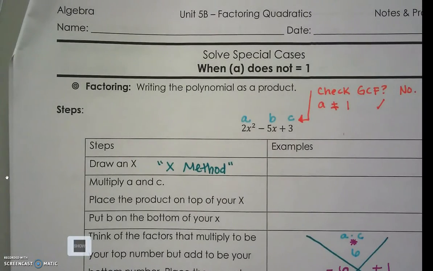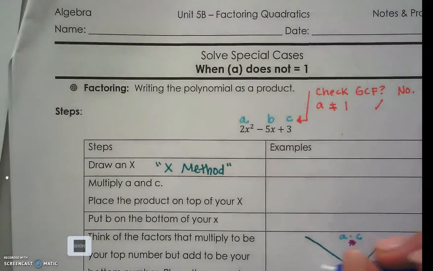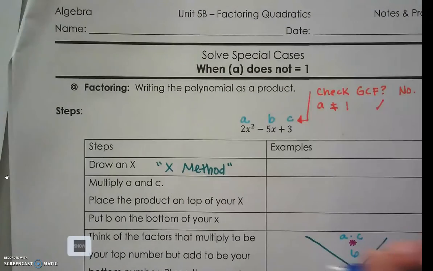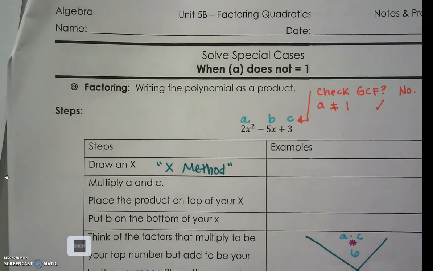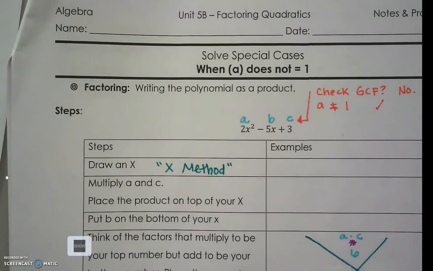The next method of factoring is going to happen when a does not equal 1. As you can recall, we have talked about GCFs. We've talked about factoring when a equals 1. We've talked about factoring completely. So can you find the GCF and continue to factor?